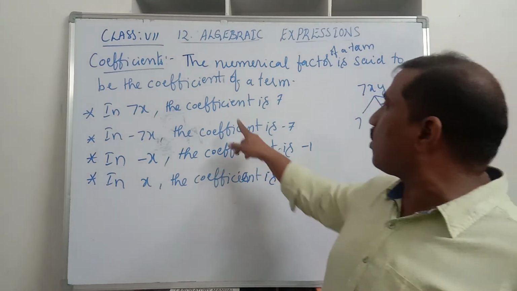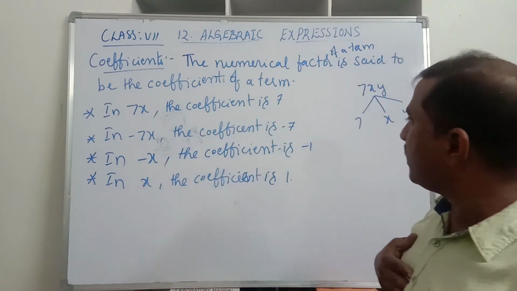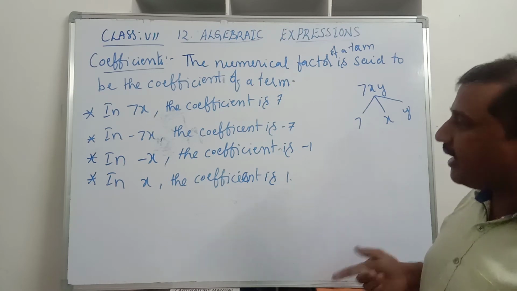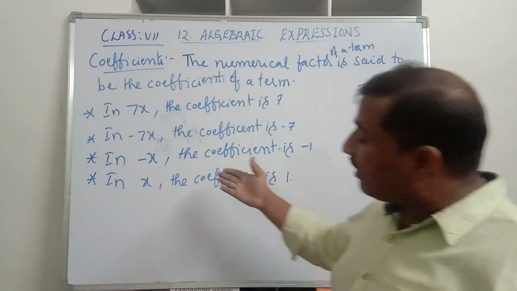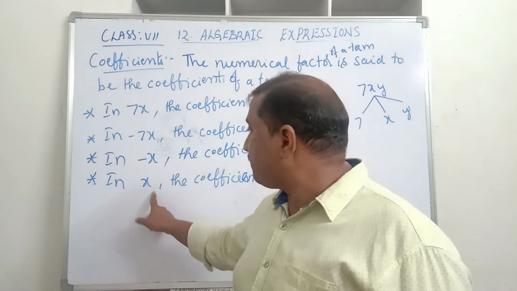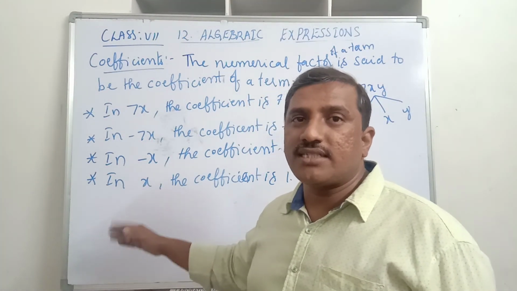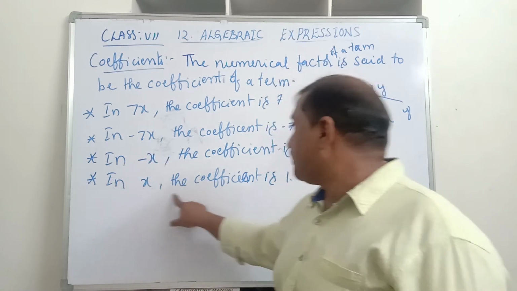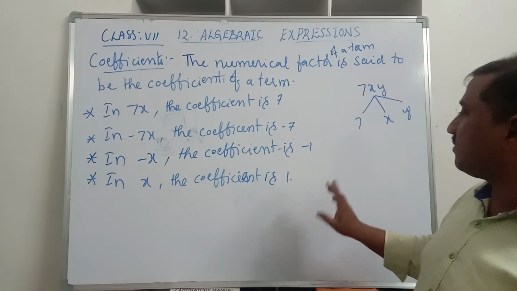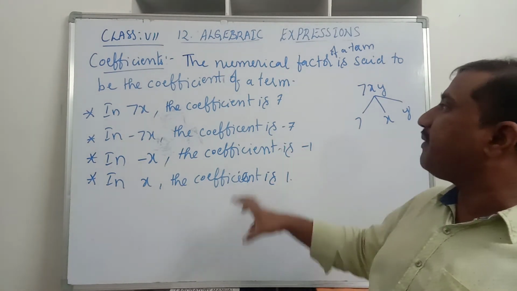In 7x, the coefficient is 7. In minus 7x, the coefficient is minus 7. And in minus x, the coefficient is minus 1. Here there is no number. We will not write the 1. x means it is 1x, that is plus 1x. We will not write the plus and will not write the 1. Simply we will write it as x. Therefore, the coefficient of x is 1. So in general, this is the meaning of coefficient.